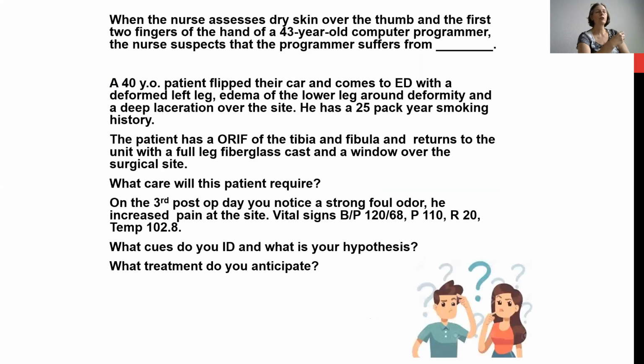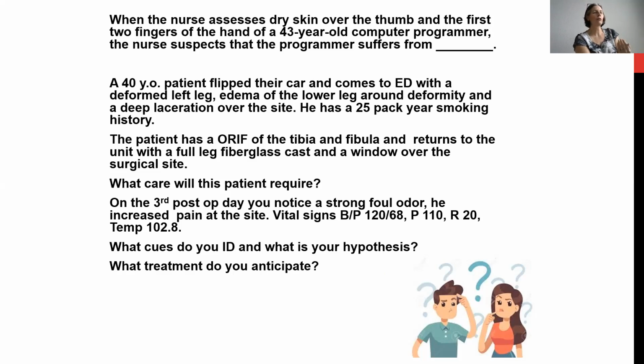All right, so here's just a play question. If the nurse assesses dry skin on the thumb and first 2 fingers of the hand of a 43-year-old computer programmer, the nurse might suspect the programmer suffers from carpal tunnel syndrome. See, that's an easy question. Look how good you're going to do on the test.